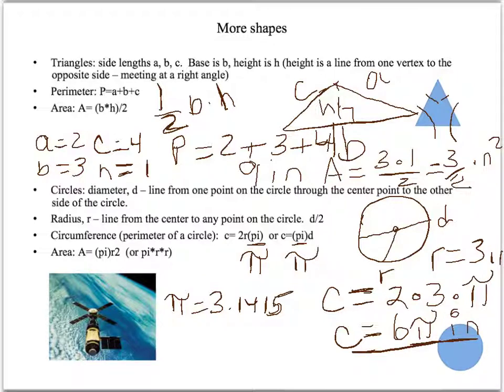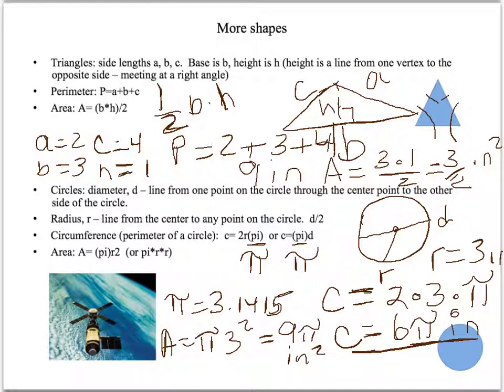The area of a circle is pi times my radius squared. And so if my radius is 3, then it would be pi times 3 squared, or 9 pi. And again, this is in inches squared.